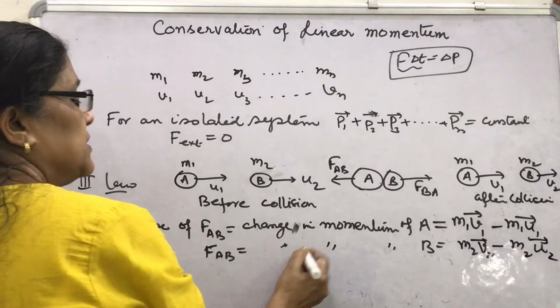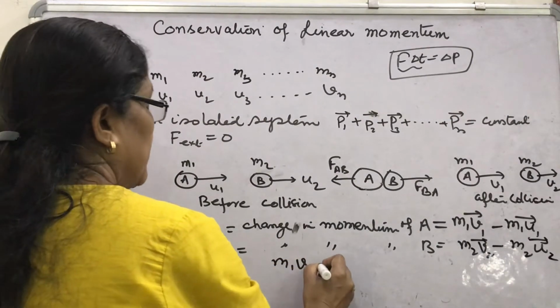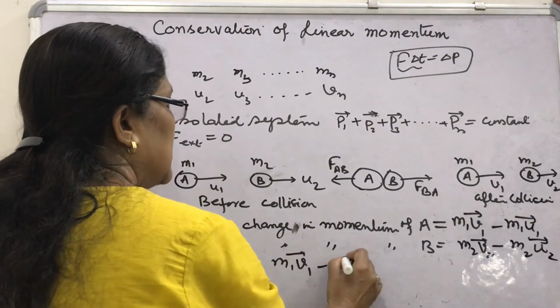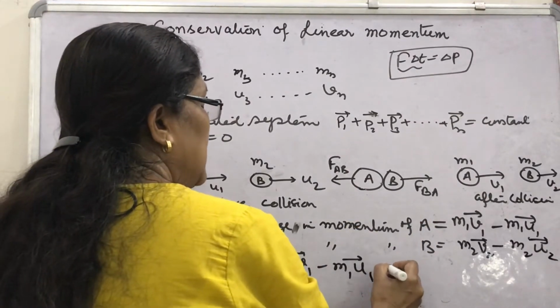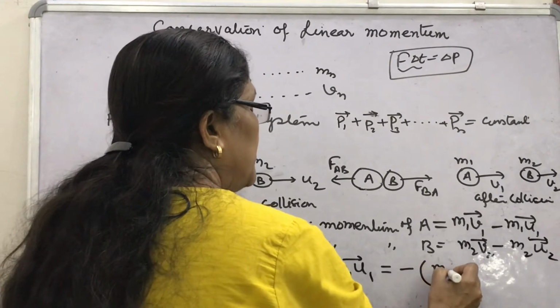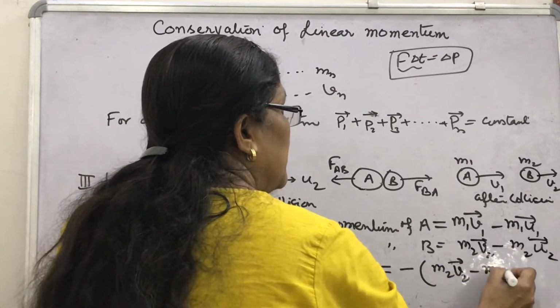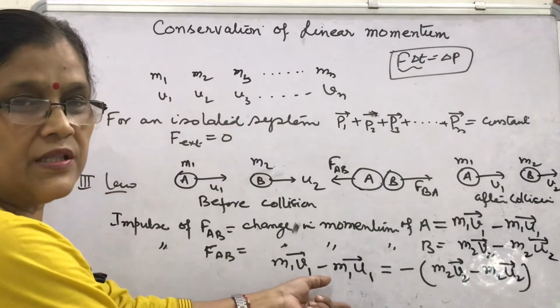So what will you write here? Therefore, m1 v1 minus m1 u1, these are vectors, that is the change in momentum of A, is equal to minus (m2 v2 minus m2 u2). Why have you written this?